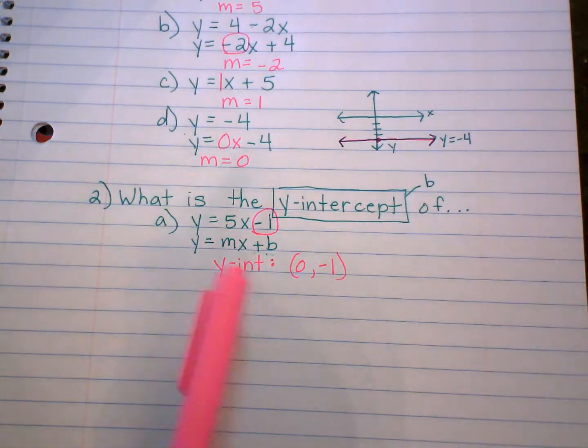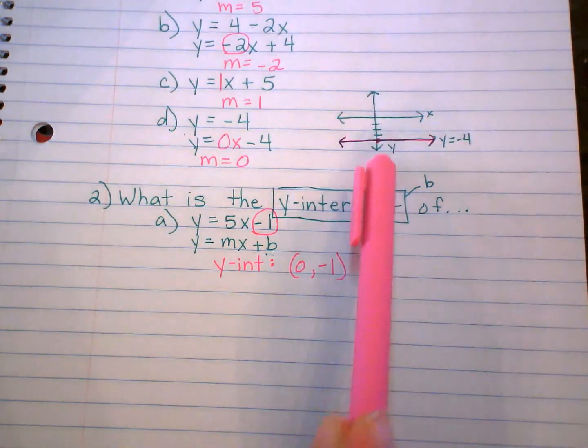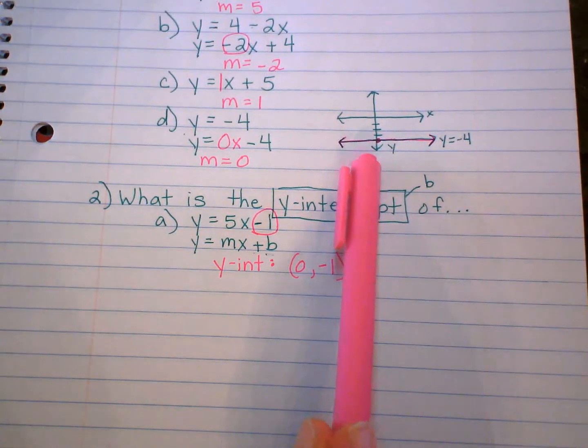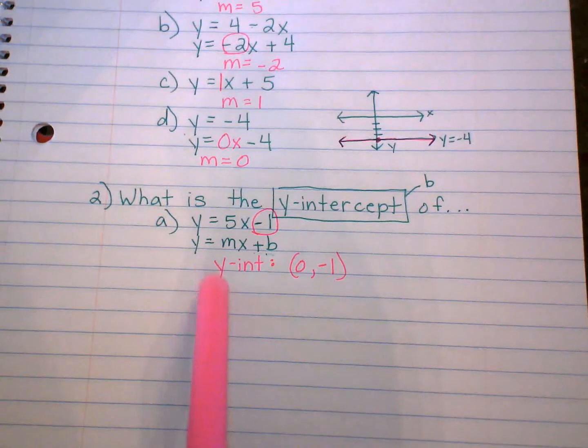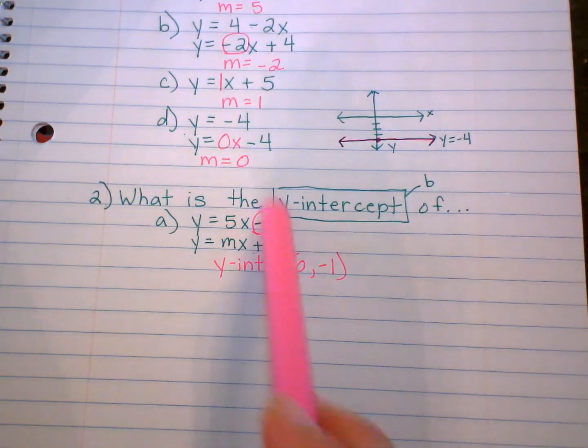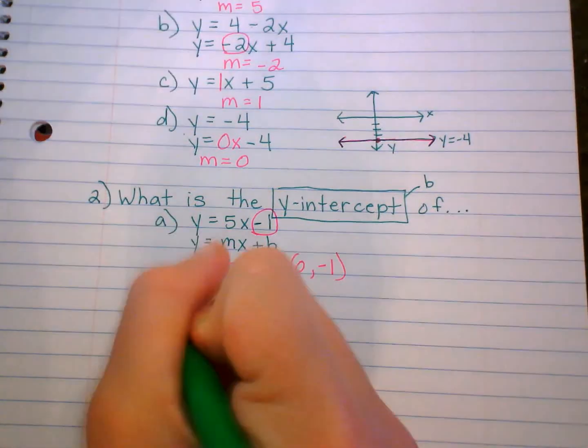I'm going to say that again. The x value for your y-intercept is always 0 because that's where the line goes through the y-axis. So you're not moving left or right off of the y-axis. Y-intercept, x is 0. The y value is whatever b is. Okay, so let's try another one.